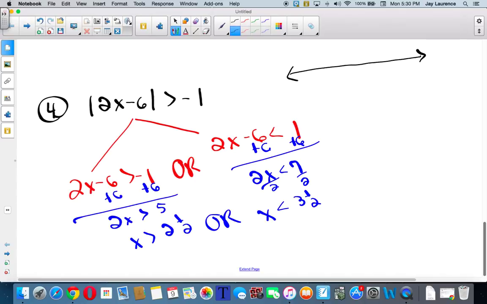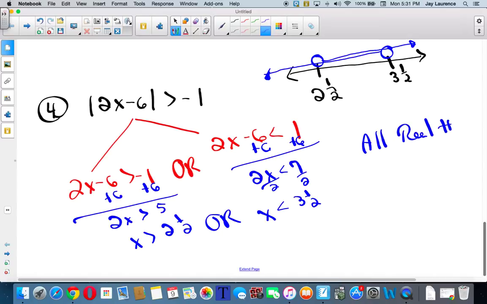So if I put 2.5 right here, and then 3.5 right here, I will have open points because they're not equal to. But the numbers that are greater than 2.5 are this way, right? Except they keep going, don't they? Yeah, because these numbers are greater than 2.5. And the numbers that are less than 2.5 are that way. What did I end up shading? I shaded the whole number line. This is all real numbers. Any real number works.